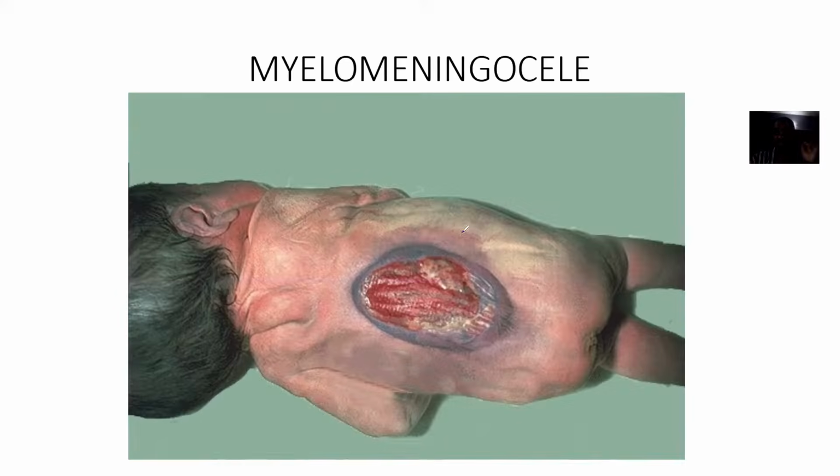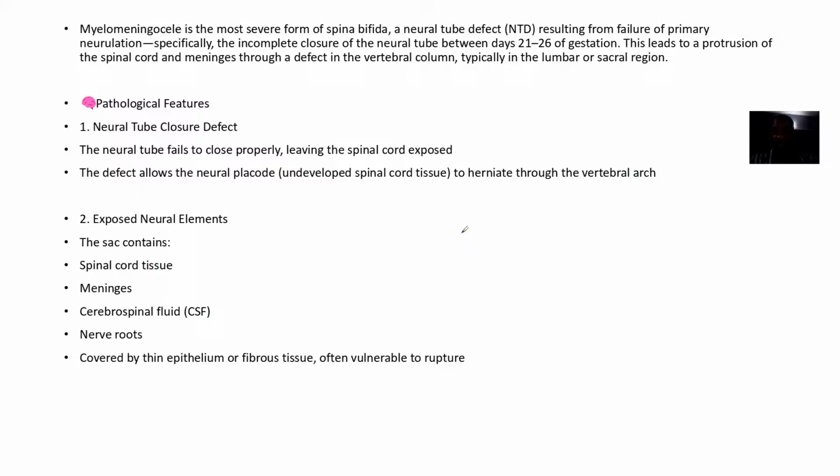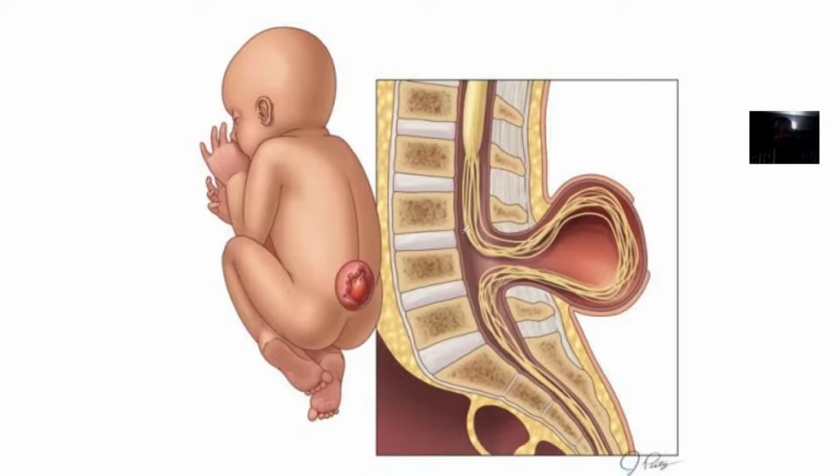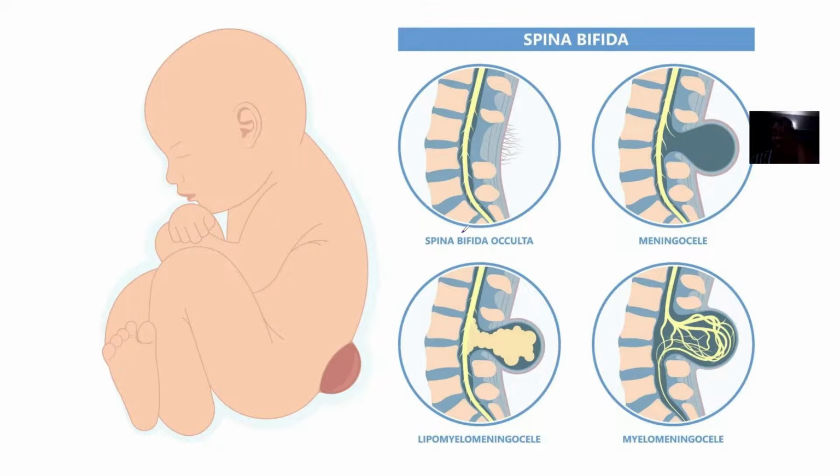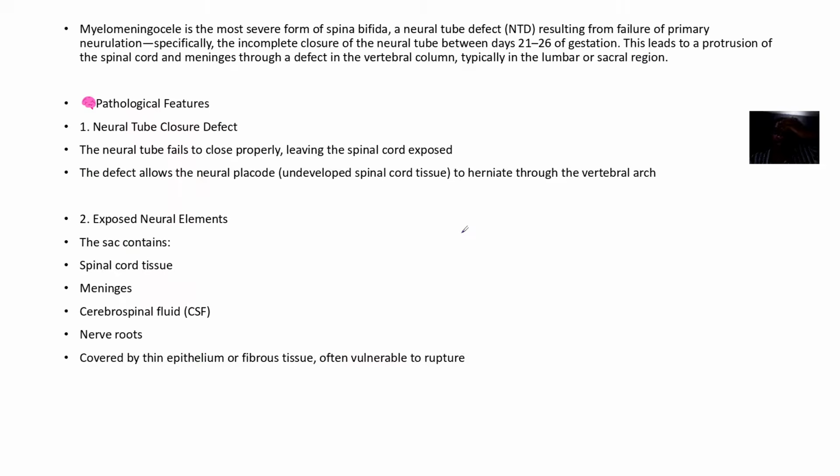So for this myelomeningocele, of course, you know that it's a neural tube defect on a baby, where the spinal cord is kind of pushing out from a defect, right? So myelomeningocele, we said, is the most severe form of spina bifida, okay? And together we call them neural tube defects. So this one results from failure of primary neurulation. Specifically, there's incomplete closure of the neural tube between days 21 to 26 of gestation.